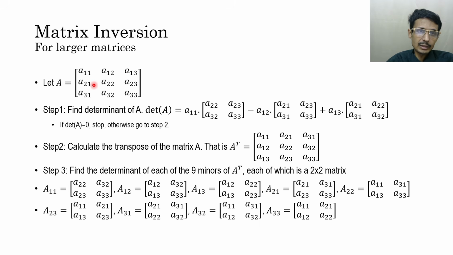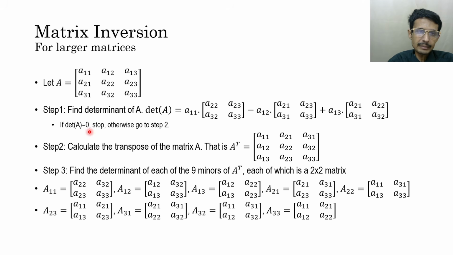Now let's say this is the 3 cross 3 matrix, with rows a11, a12, a13; a21, a22, a23; a31, a32, a33. First of all, we have to find the determinant of A. So det(A) is a11 times the determinant of the minor, not taking the row and column of a11, that is a22, a23, a32, a33, minus a12 times the minor from a21, a23, a31, a33, where this column and this row are not taken, plus a13 times the minor from a21, a22, a31, a32. So this is the determinant.